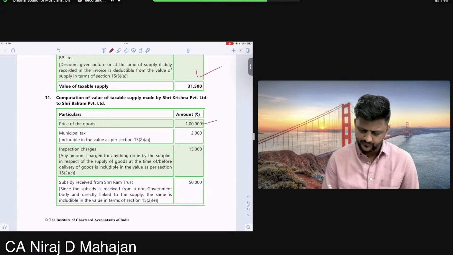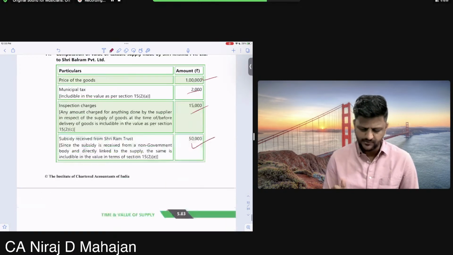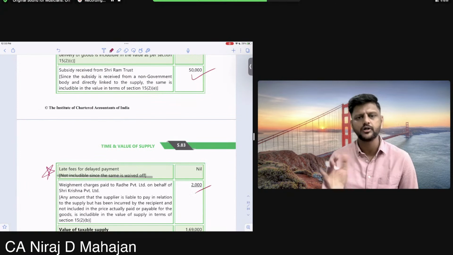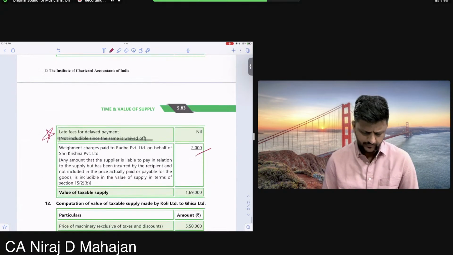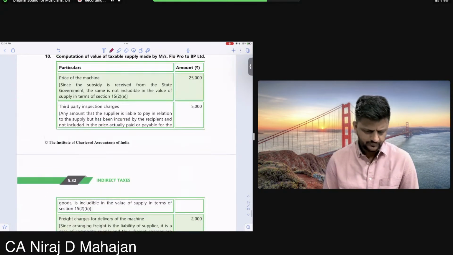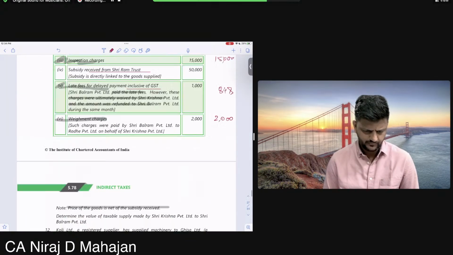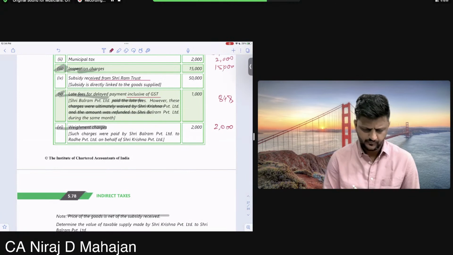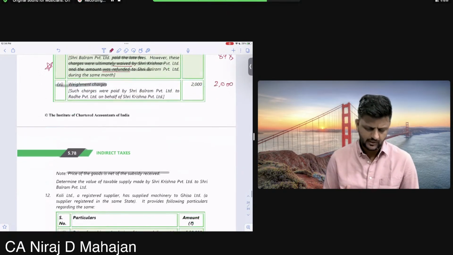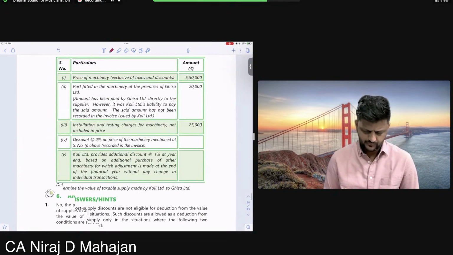So 1 lakh, this we have to add. Municipal taxes add. Inspection charges add. Payment charges also paid to a third party, also add. Only the waiver of late fees and refund, don't add. Refunded waiver, star mark here. Done. Last one.